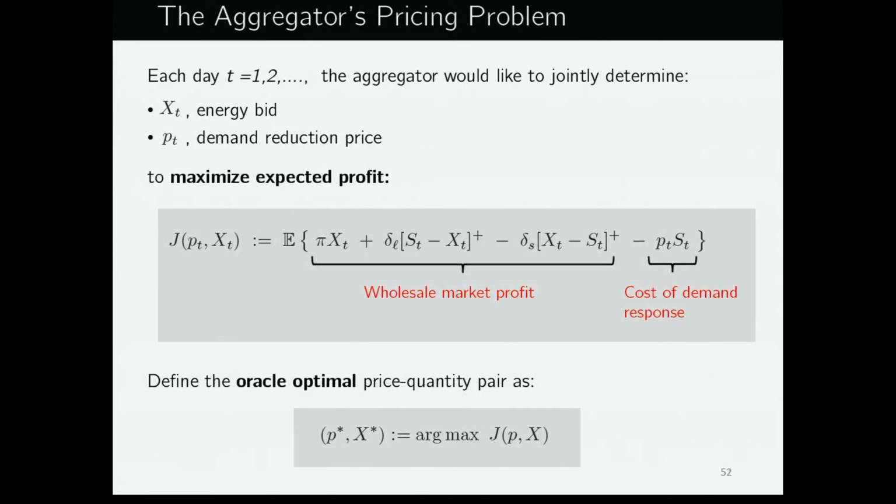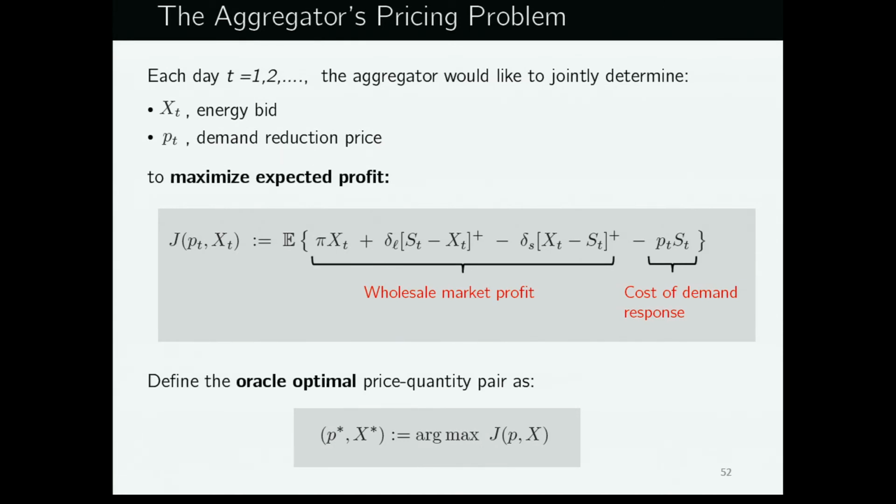Now let's take a look at the aggregator's profit in total. Again, what are the aggregator's decisions at each time t? On the one hand, it has to offer a price to customers. On the other hand, it needs to make a bid into the wholesale market, x(t). And so it derives a profit in the wholesale market, which is this term on the left, and a cost, which is what it has to pay for getting some demand reduction, s(t). s(t) is random.